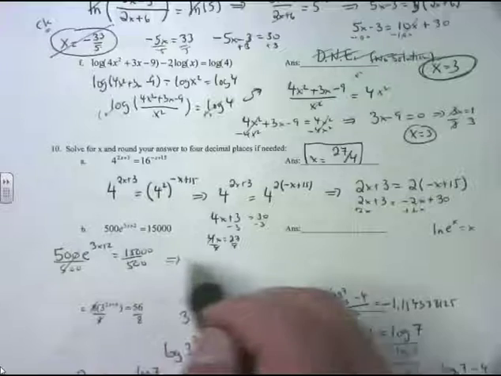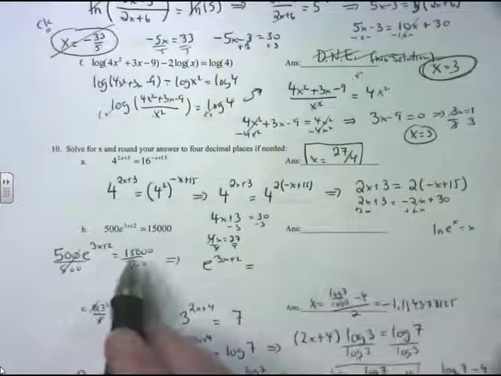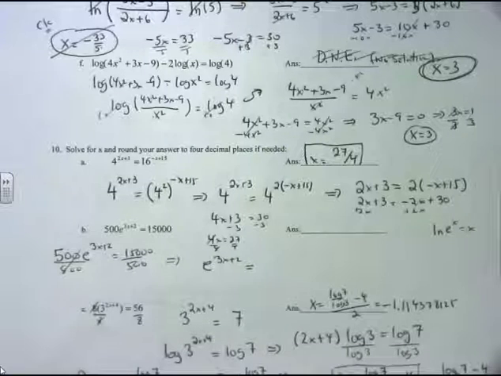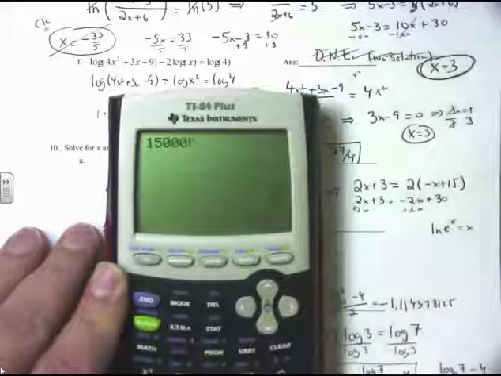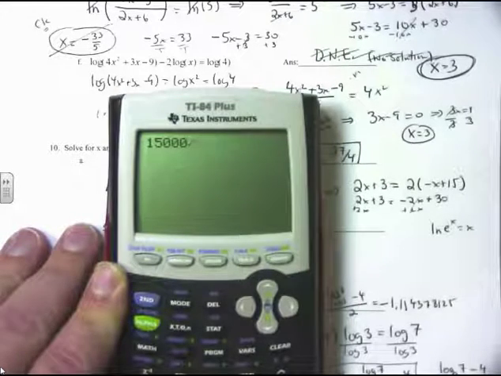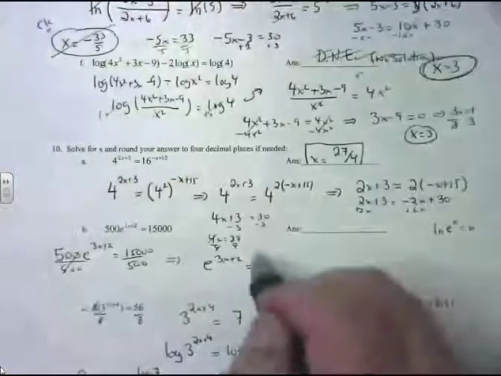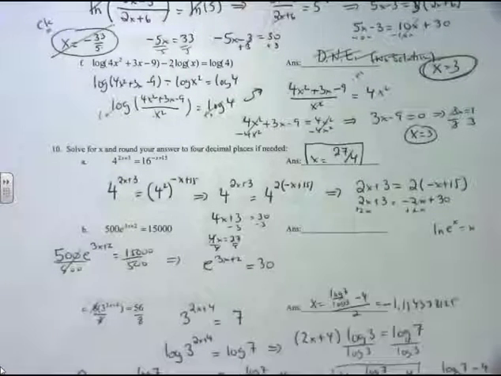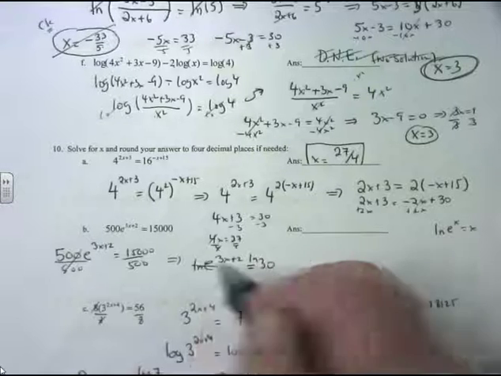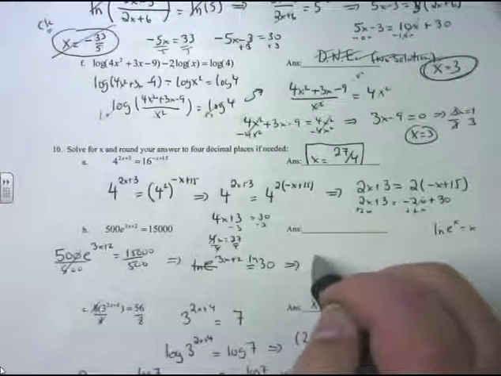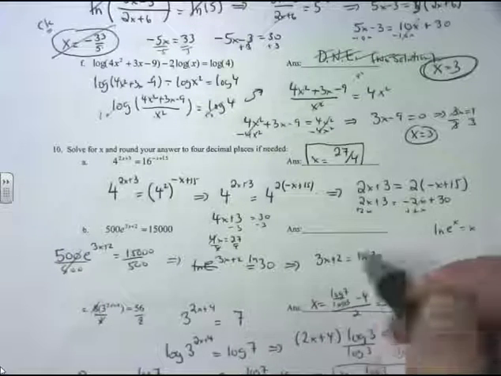This cancels and allows me to have e raised to the 3x plus 2 equal to 15,000 divided by 500. And just to show you on my calculator, 15,000 divided by 500 is 30. There it is. This thing equals 30. Now I want to get rid of the e, so I'm going to take the natural log of both sides. Natural log and e's cancel. So this is 3x plus 2 equals the natural log of 30.